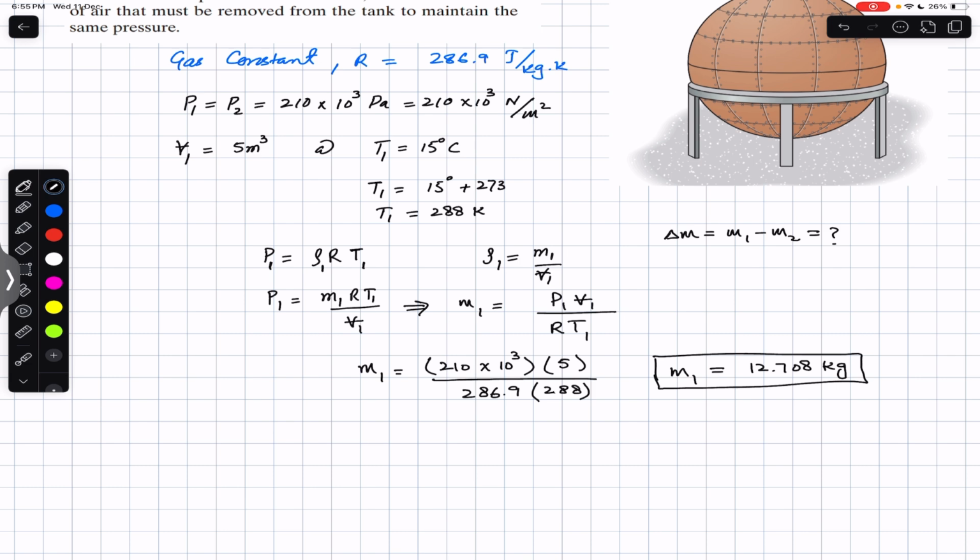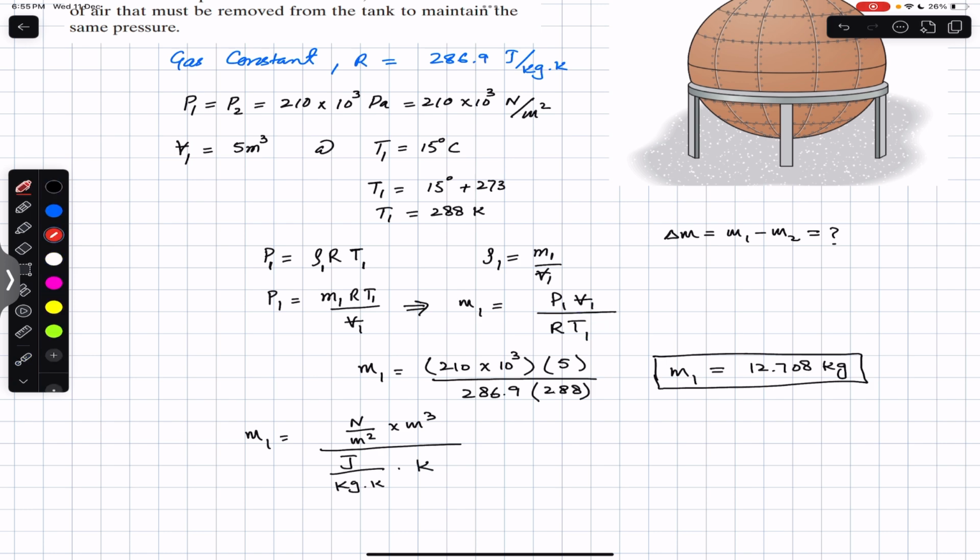If you guys are not sure about the units, we can say that for M1, the units of the pressure is Newton per meter square. And this term is the volume, so volume is meter cube, divided by the gas constant, which is joule per kg Kelvin, multiplied by T1. This is T1, which is temperature, so T1 is in Kelvin as well.